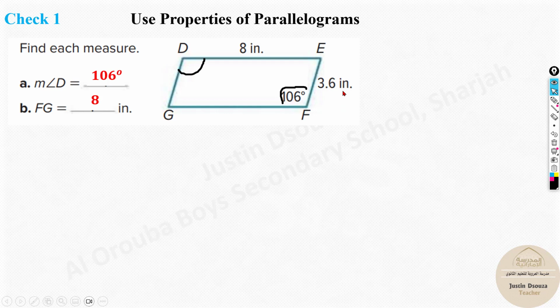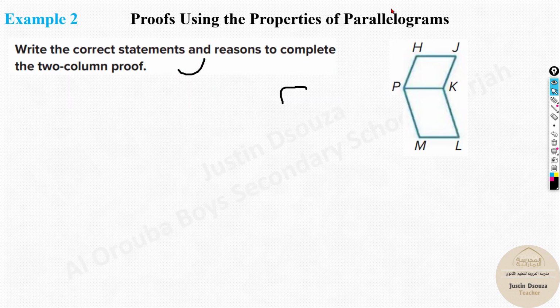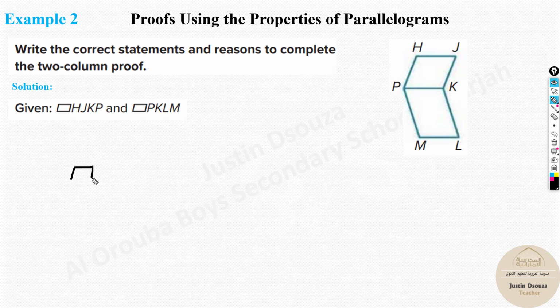Very simple, very straightforward. Now let's see proofs. Okay, using proofs like the two-column proof. Now here we can see the figure. Write the correct statements and reasons to complete the two-column proof. You can see HJ, PK and ML in the figure, and they have told us HJPK is a parallelogram. This is the denotation of a parallelogram, like this, okay? That's the denotation of a parallelogram. Now all these means this is a parallelogram.